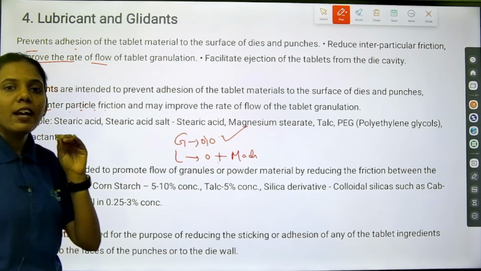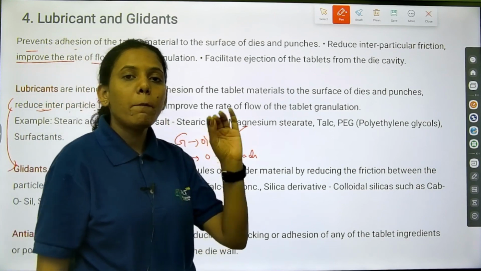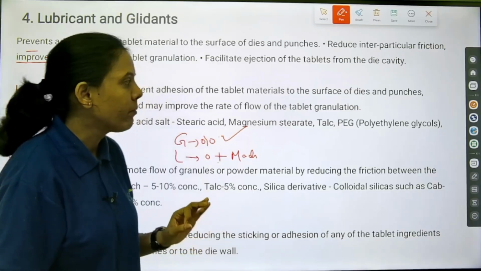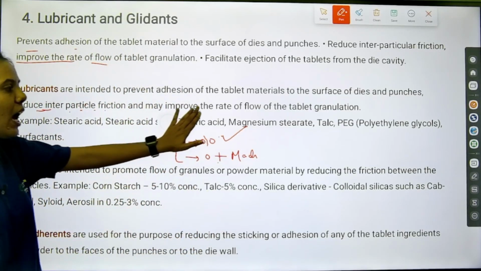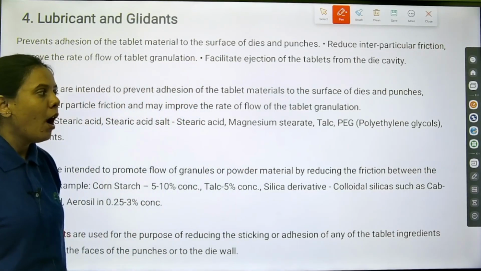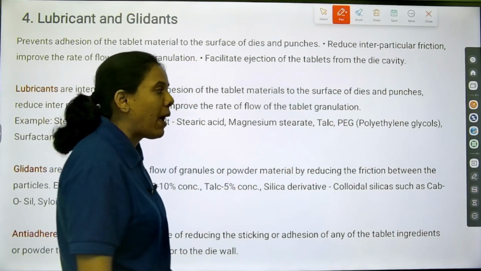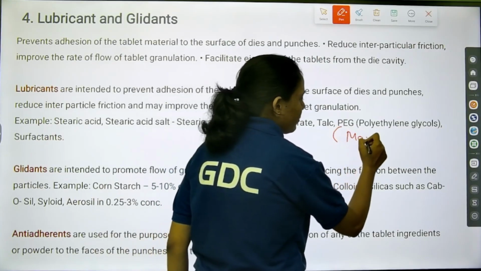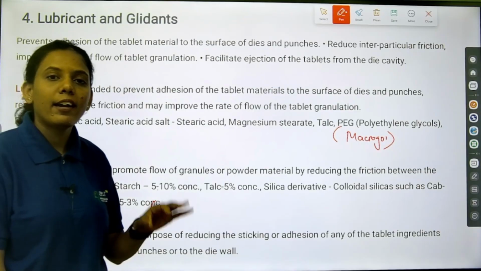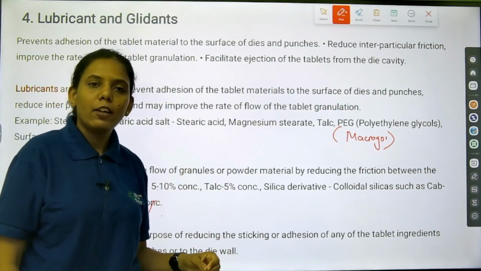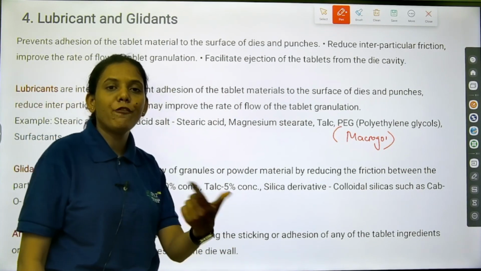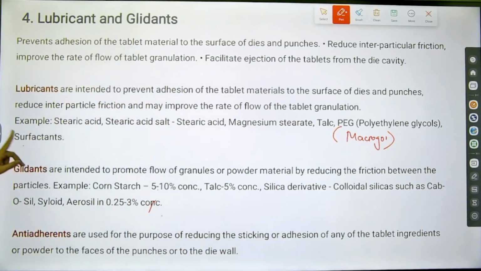Examples are all your stearate derivatives or metal stearates, aluminium stearate, magnesium stearate and so on. Next, apart from stearates, you have talc, you have polyethylene glycol. Polyethylene glycols are also known as macrogol. And remember, lower molecular weight polyethylene glycols are liquid, higher molecular weight polyethylene glycols are solid. So in this case, we will be using polyethylene glycol of higher molecular weight like 4000, 6000, and certain kinds of surfactant.